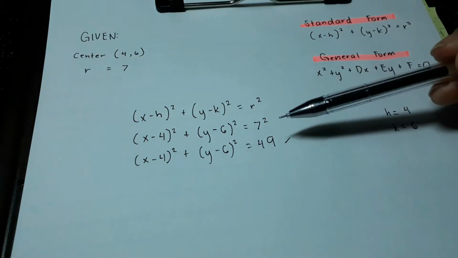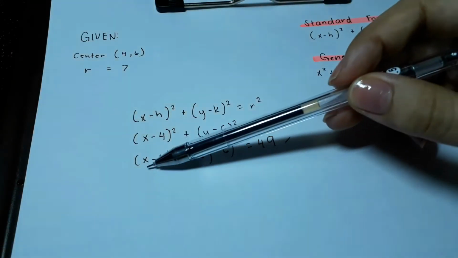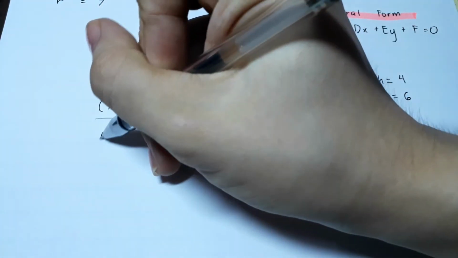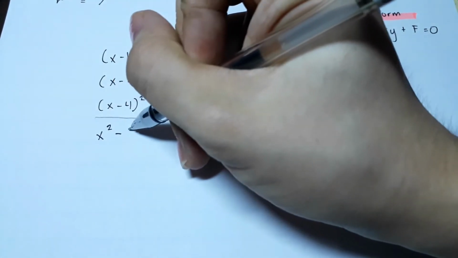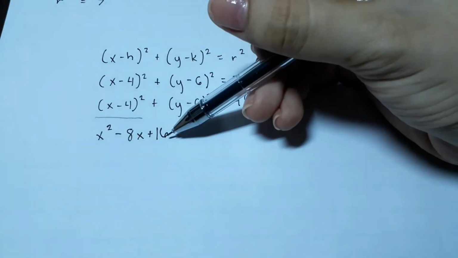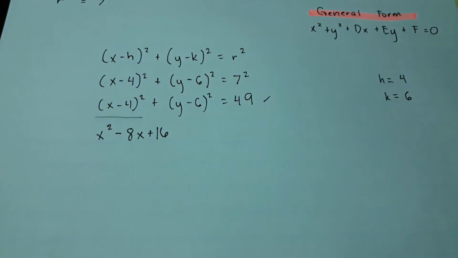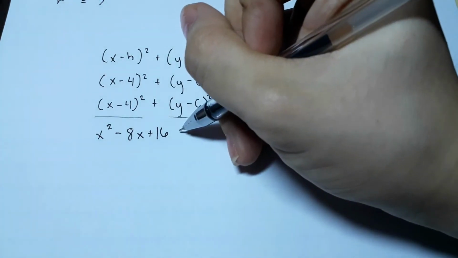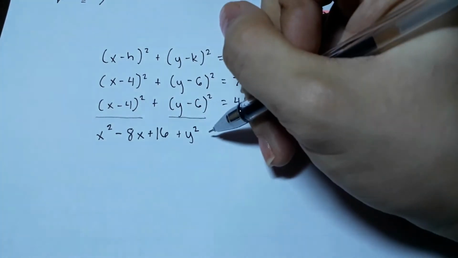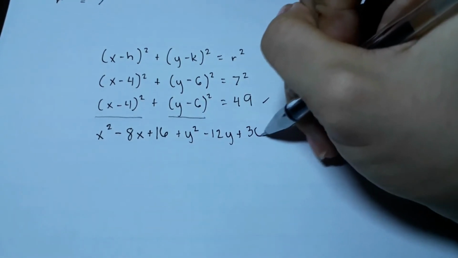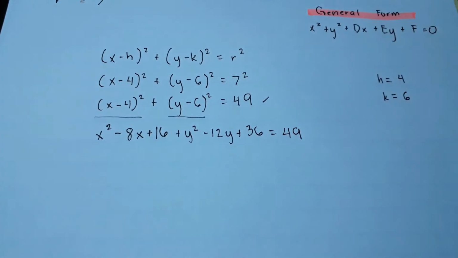By continuing this, we must FOIL these two terms. Let us first FOIL this term. Now we have x squared minus 8x plus 16. That is the FOIL version of this term right here. Now we have to FOIL this term as well. So this will be positive y squared minus 12y plus 36, and copy equals 49.